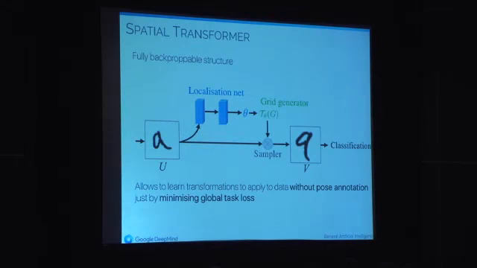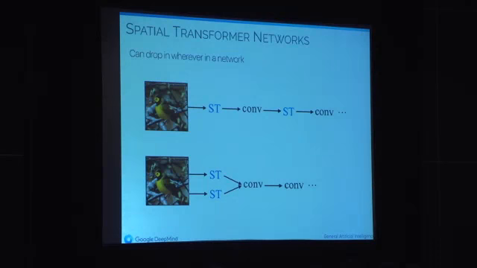And because we have all these gradients defined, this is a fully backproppable structure, and so we can actually backprop our classification error, for example, our global task loss, all the way through this structure. And so we can train this localization net within our network just to minimize the global task loss without any extra supervision, no pose supervision, no localization supervision. And you can just drop this module into networks wherever you want, wherever makes sense.